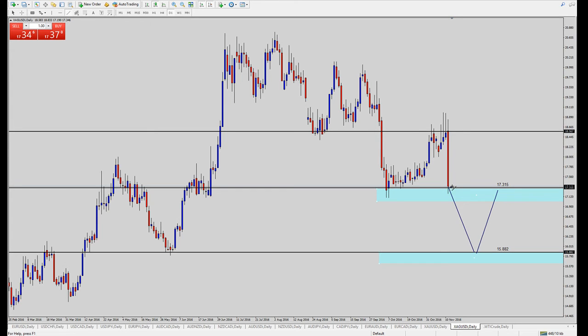Or if it does respect this support this week, we're just looking for bullish confirmations. If we get straight to the bullish confirmations, it's probably going to come up to these highs, looking left, or potentially come back up to the 18.86 zone.